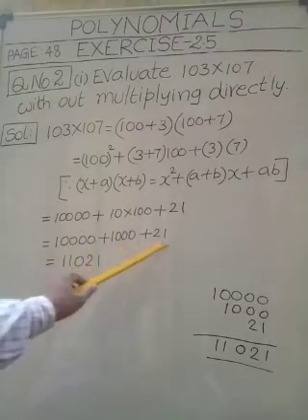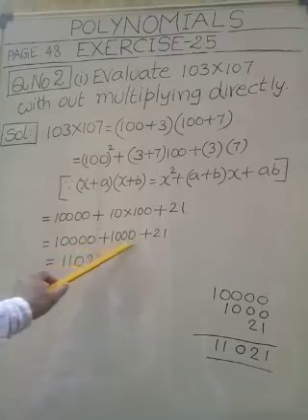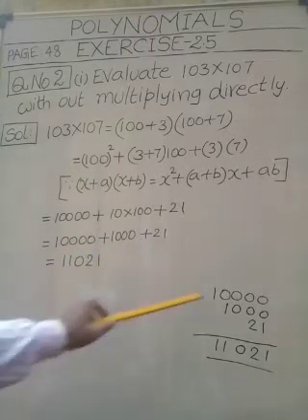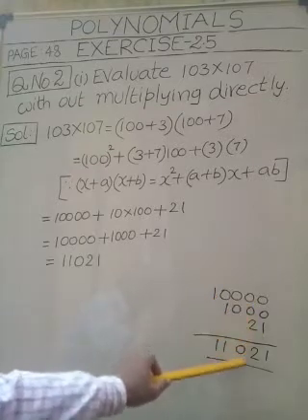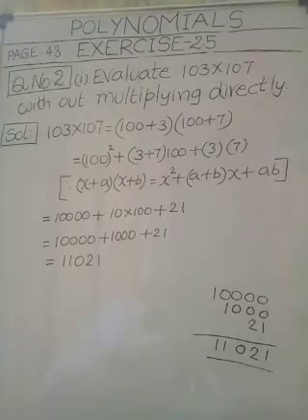Now we add these three terms. We have simplified each and every term separately. After that, we have to add the three terms 10,000, 1,000, 21. By adding these three terms, what will you get? 11,021. So this is the procedure to find the product of these two numbers without direct multiplication. Understood, my dear children? In examination also you follow these steps to find the product of two numbers by using a suitable identity, not by direct multiplication. Understood, my dear children? Right.